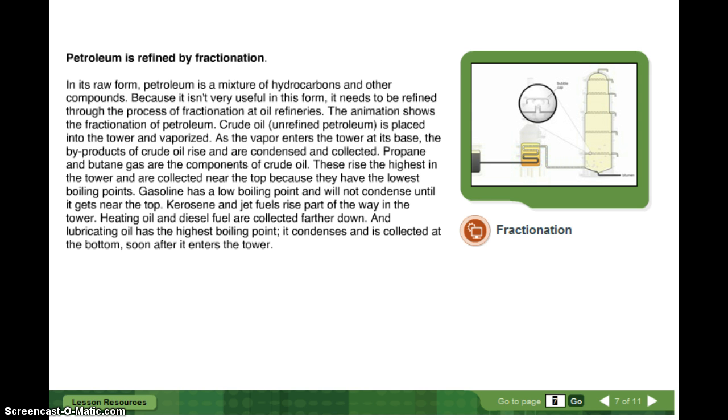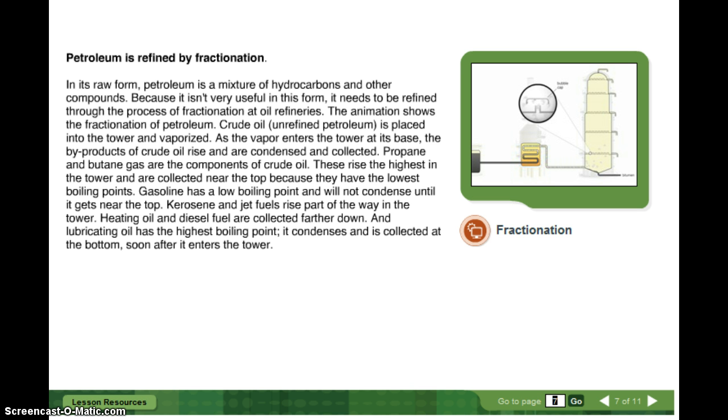Crude oil, or unrefined petroleum, is placed into the tower and vaporized. As the vapor enters the tower at its base, the byproducts of crude oil rise and are condensed and collected. Propane and butane gas are the components of crude oil. These rise the highest in the tower and are collected near the top because they have the lowest boiling points.